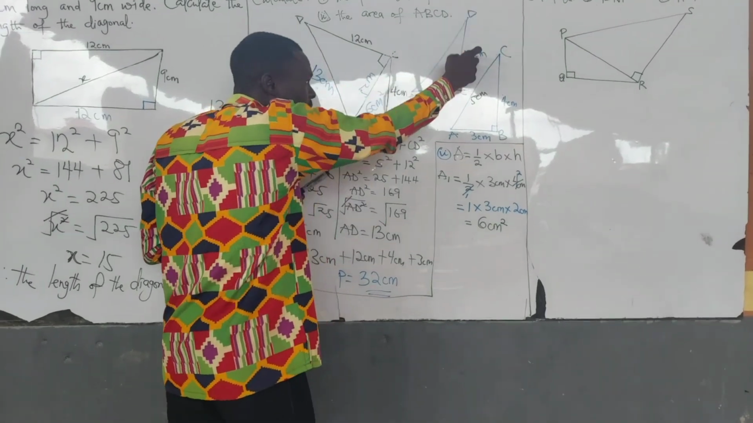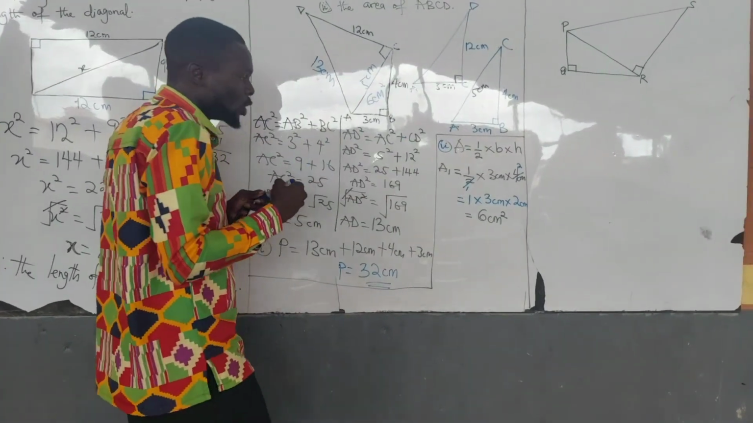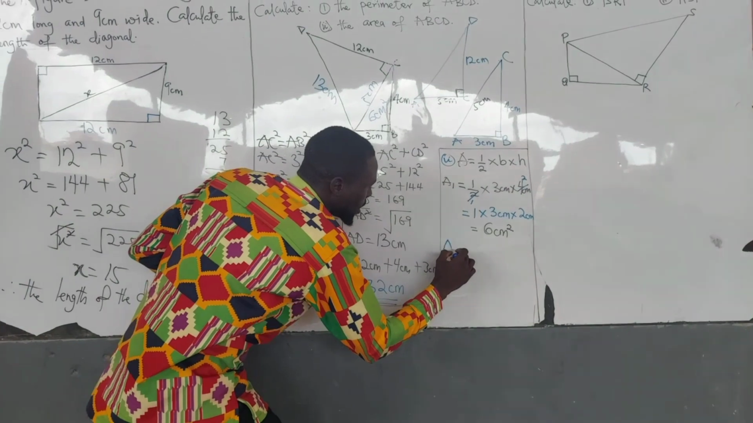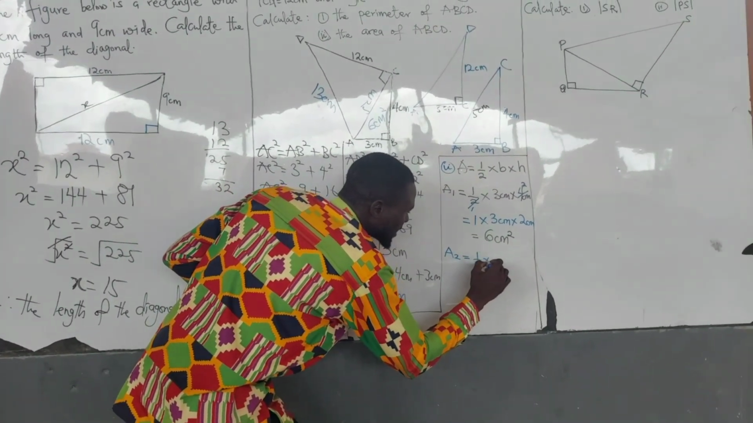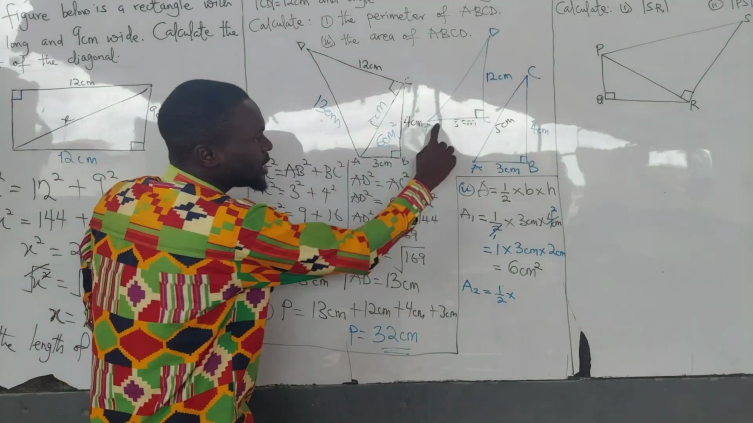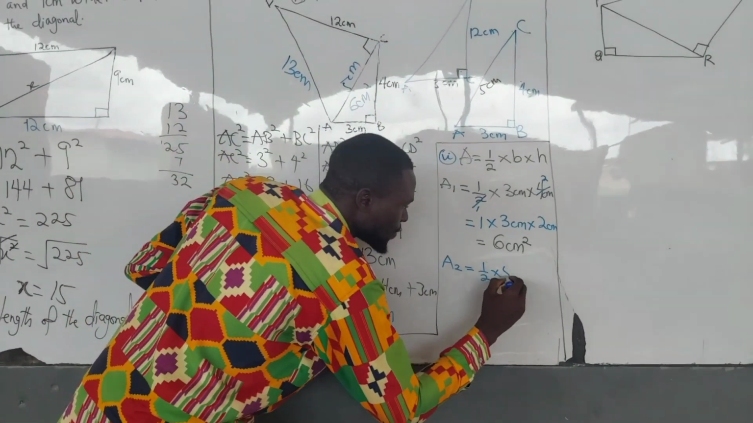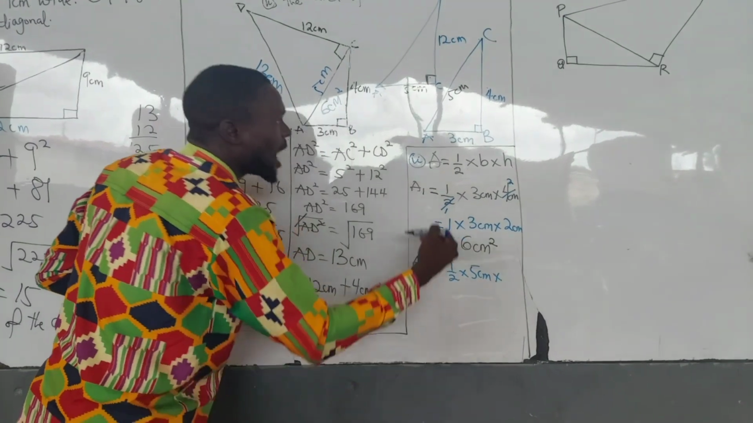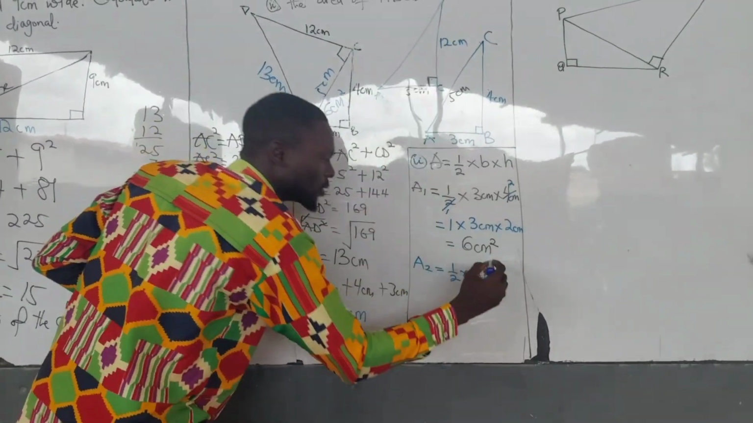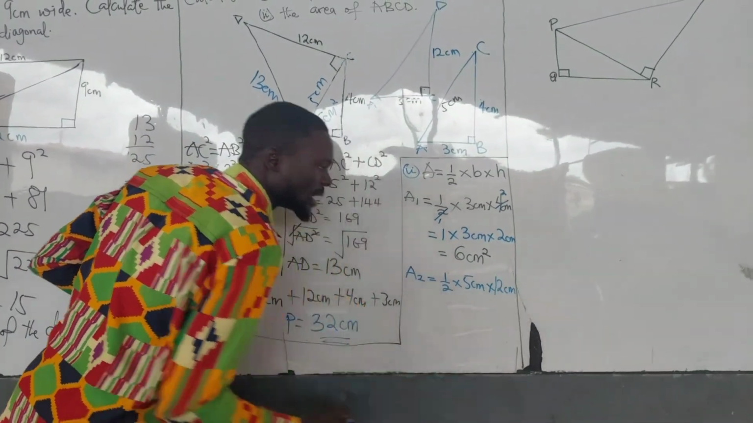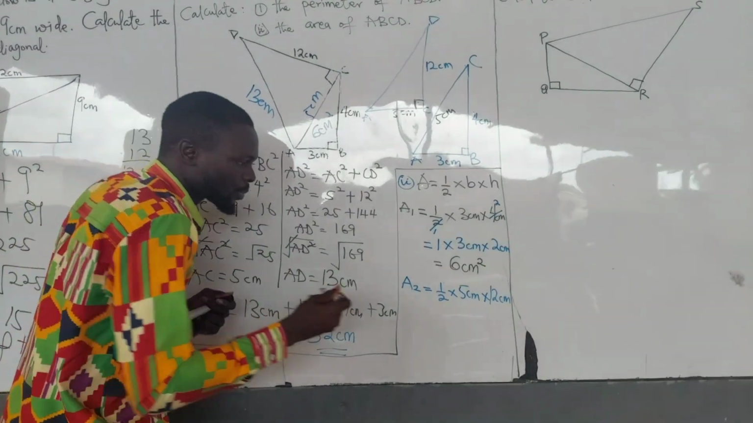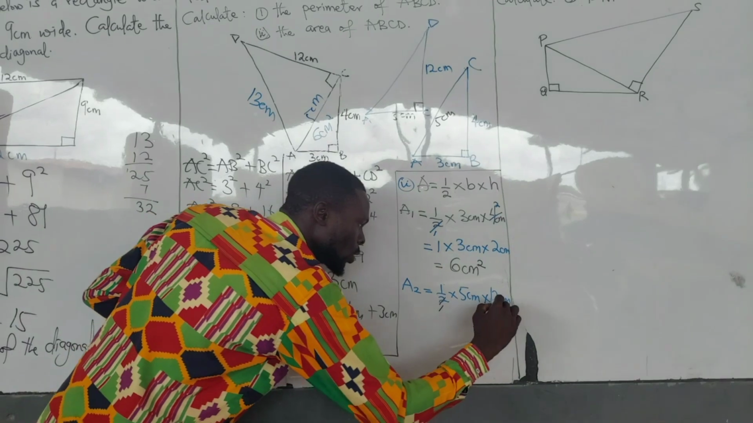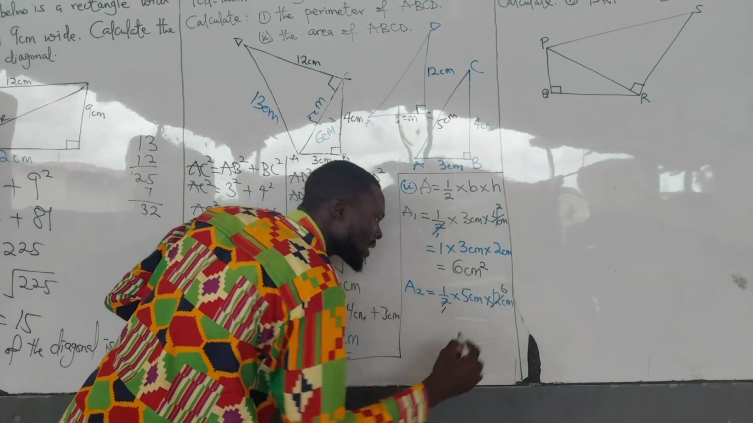Also, let us calculate the area of this triangle. We can name that triangle as area 2, which is also half times the base. What is the base of this triangle? The base is 5 centimeters times the height. What is the height of this triangle? 12 centimeters. Also, we can say that 2 will go into itself 1, and 2 into 12, 6 times.